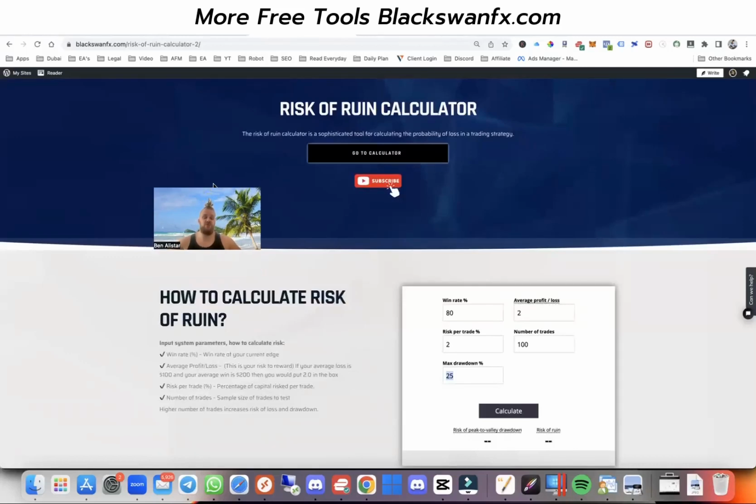Okay, welcome to the best risk of ruin calculator. Now, why should you use a risk of ruin calculator?